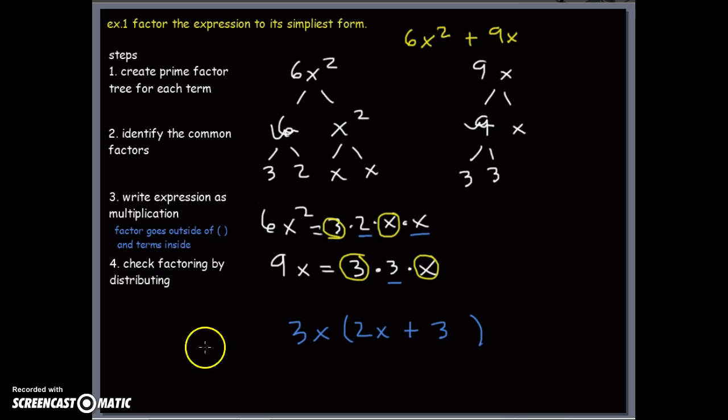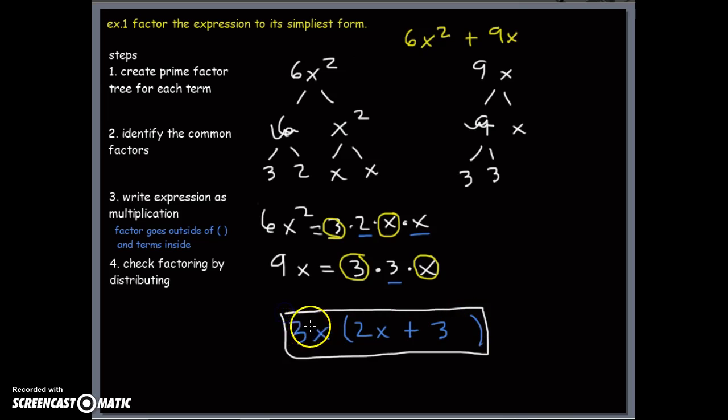And the fourth step, this is actually our final answer, but the fourth step is more of a check to make sure you did it correctly. So if we distributed this 3x back into the parentheses, would we get our original expression? 3 times 2 is 6. X times x is x squared.